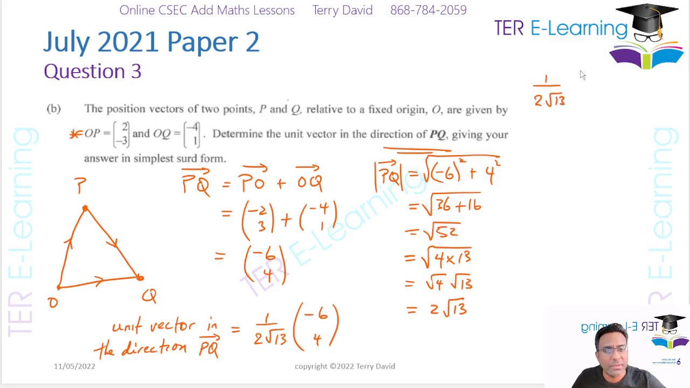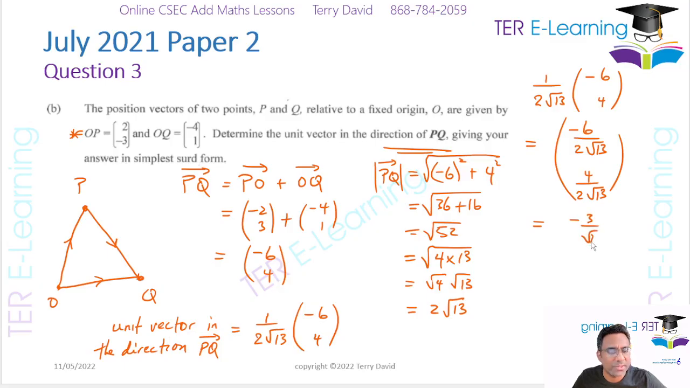root 13 multiplied by minus 6, 4, right, is going to be equal to minus 6 over 2 root 13. That's the number on top. And the number at the bottom is going to be 4 over 2 root 13. Right? And I can probably write this as minus 3 over root 13, and the number below will be 2 over root 13. So if they wanted to simplify, this is the best I can simplify this here. Minus 3 over root 13, 2 over root 13. That's the best we can write that there.